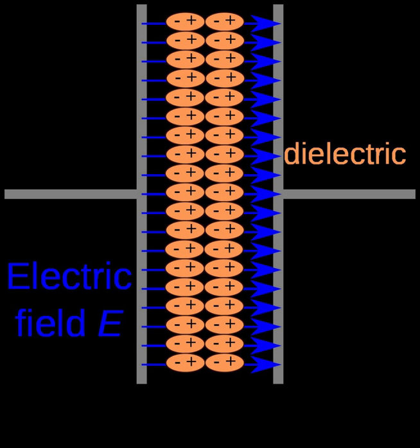Ionic polarization. Ionic polarization is polarization caused by relative displacements between positive and negative ions in ionic crystals, for example, sodium chloride.